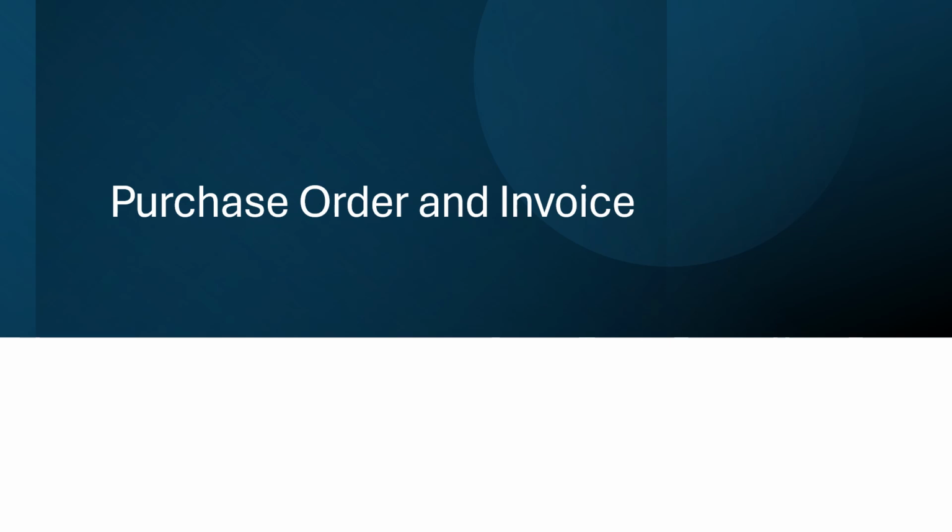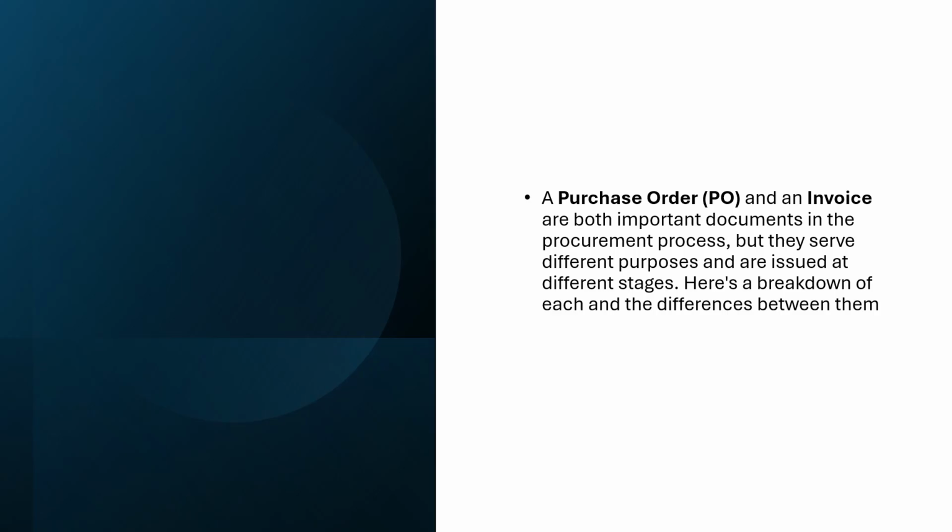This is known as purchase order and the invoice. Both of these documents are very important for the procurement process, but they serve different purposes and are issued at different stages. Here is a breakdown of each and the differences between them. So in simple terms, you can say a purchase order is what the buyer sends to order something, and an invoice is what the seller sends to get paid for what was delivered.